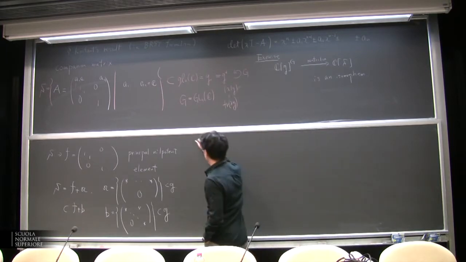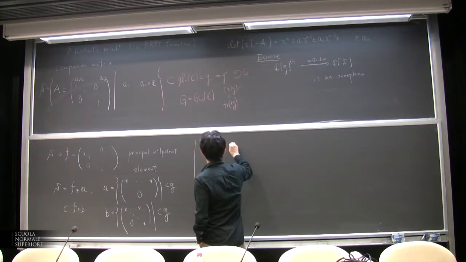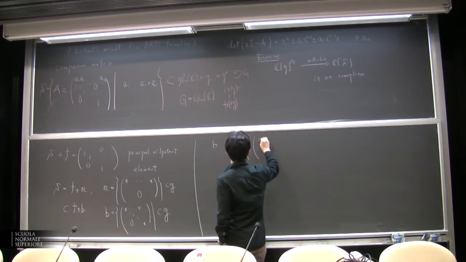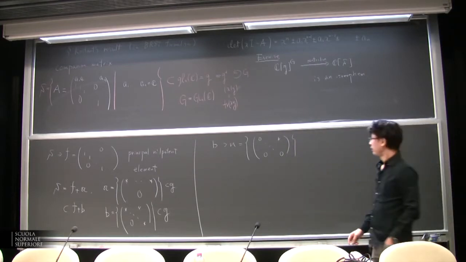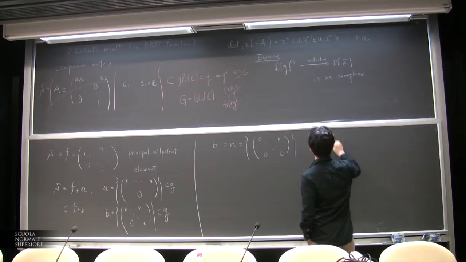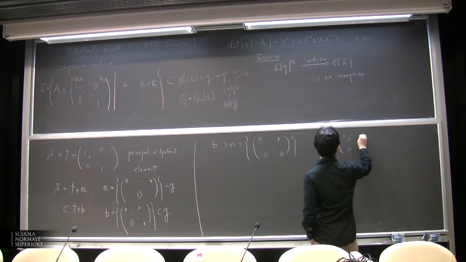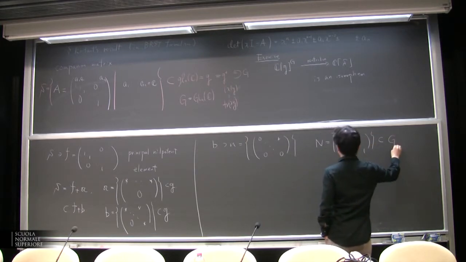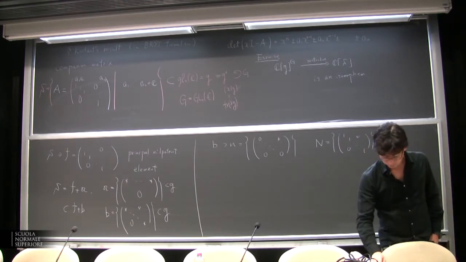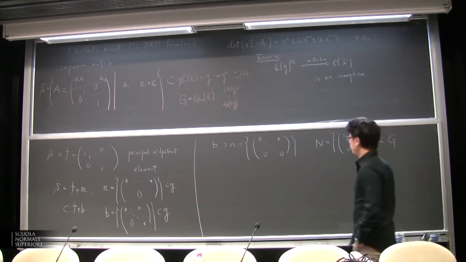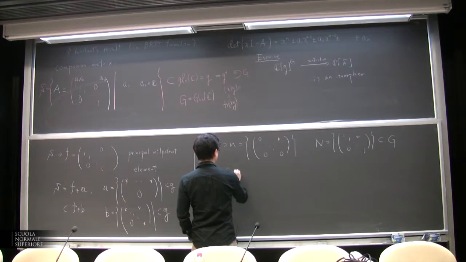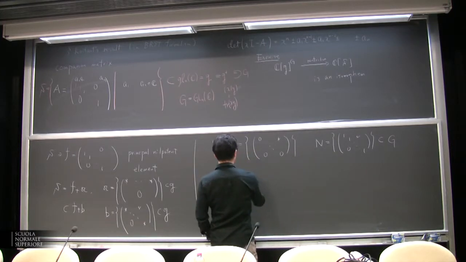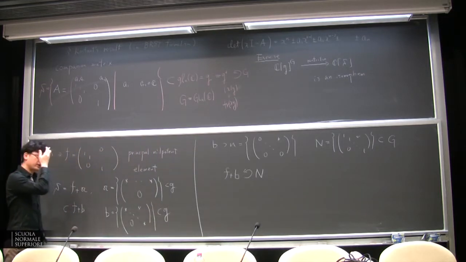And B contains a nilradical, which I denote by n. Then the corresponding group N is a unipotent subgroup of this form. And you find that this group preserves the space F plus B under the adjoint action.